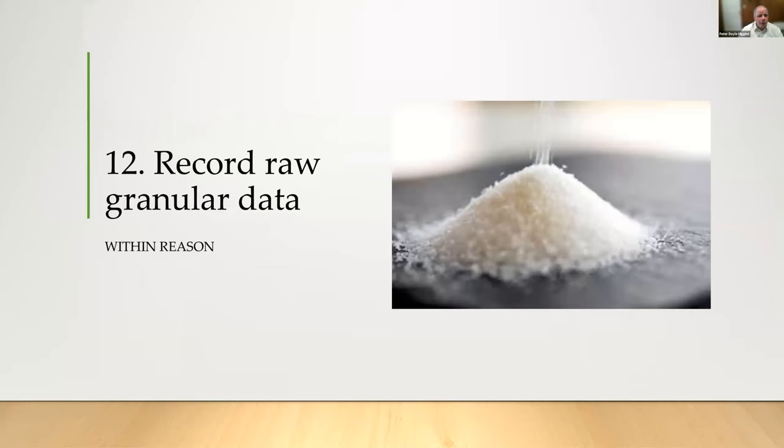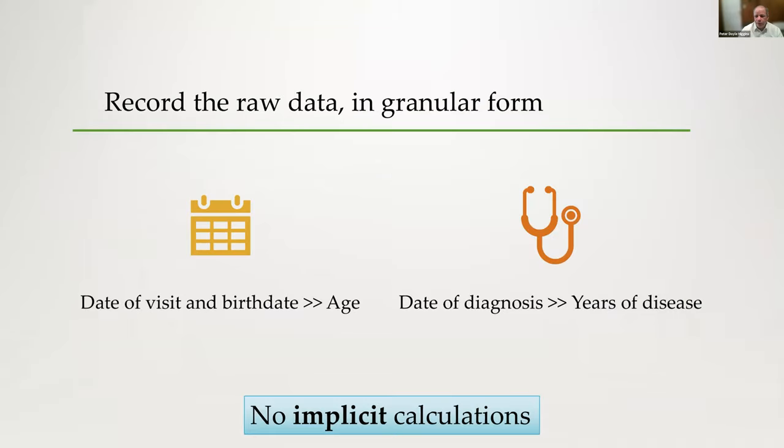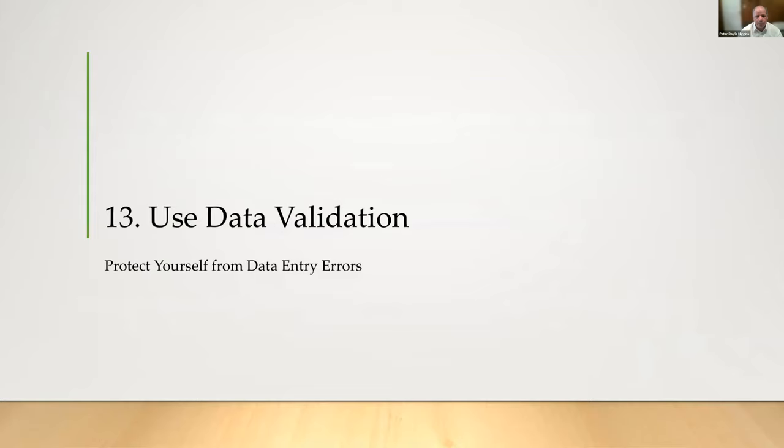It's helpful to record raw granular data within reason. You want to record the raw data in the most granular form that's reasonable. Rather than recording age, which is a calculation and a fairly rough estimate, record the date of the visit and the birth date. You can calculate the age very exactly later. Record the date of diagnosis rather than years of disease. Again, you can calculate that later. You don't want any implicit calculations. Get the source data, get it as granular as is reasonable.